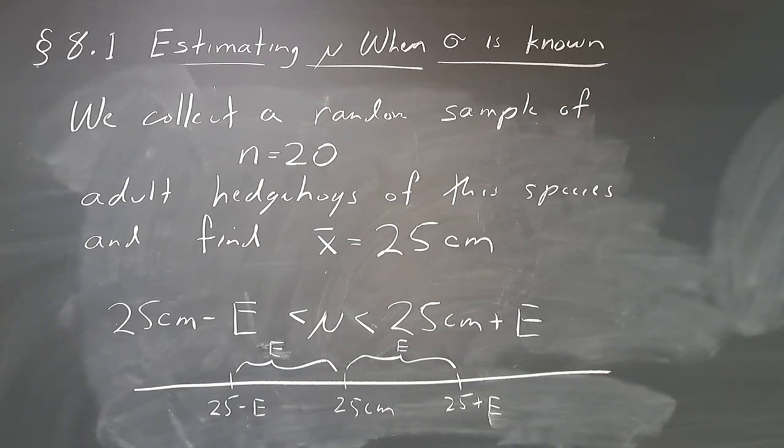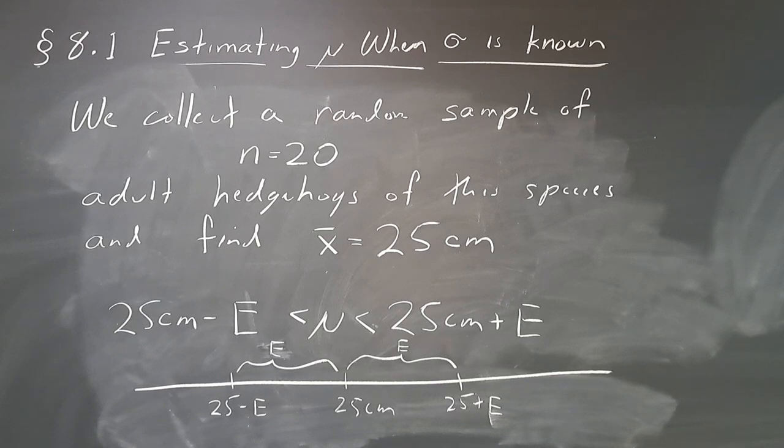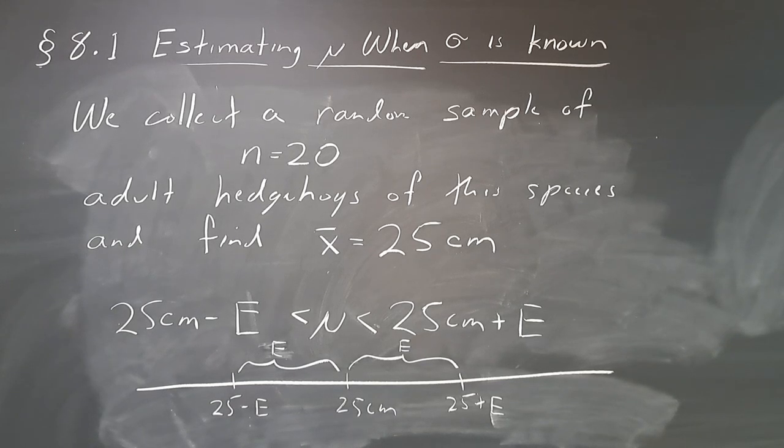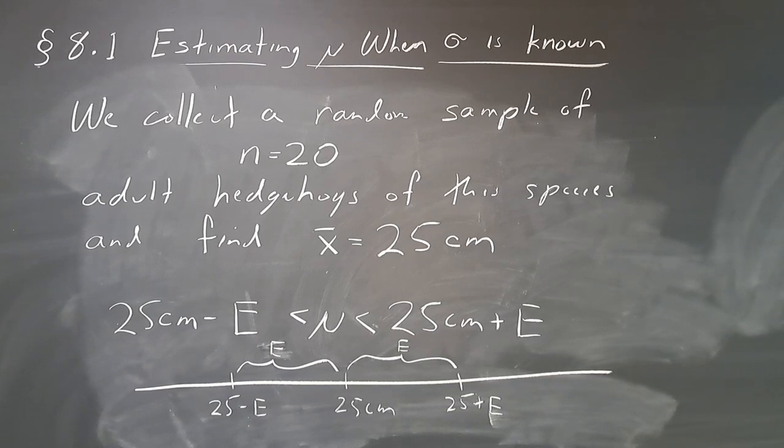I mean, if we say, okay, well, E is going to be 15, then we're saying that we're pretty sure that the average length of a hedgehog of this species is going to be somewhere between 25 minus 15, that would be 10, to 25 plus 15, that would be 40. It's almost certain we can make a tighter interval than that. The tighter we make the interval, the smaller we make the interval, the more we're actually saying, but the less sure we are that mu is in there. So we want to make the interval as tight as possible and still be 90% sure that the actual population mean mu is in there.